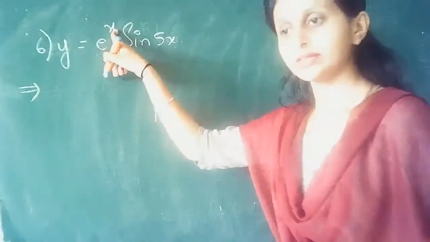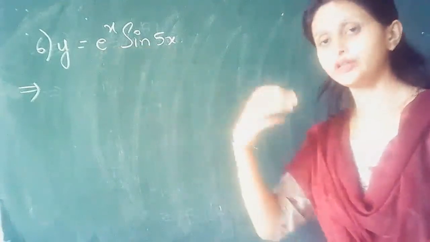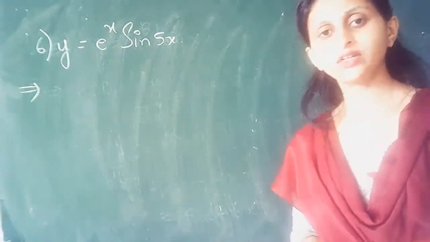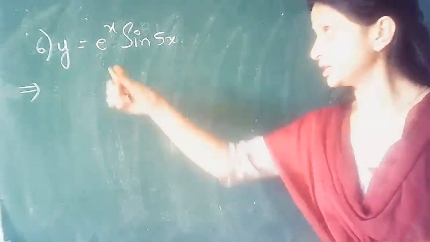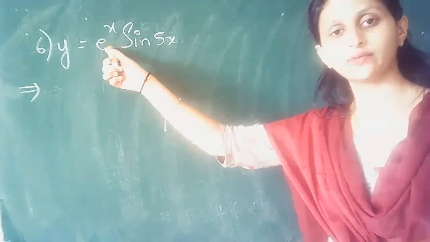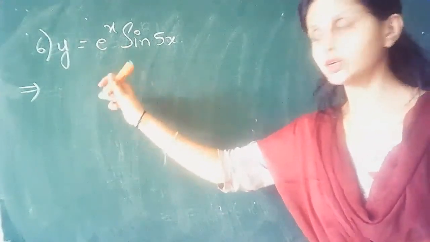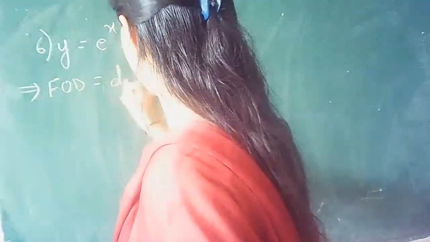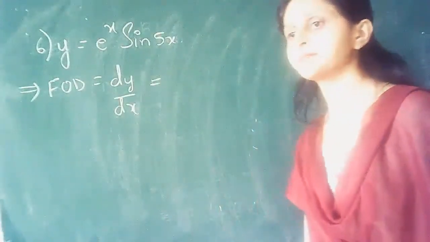See, e to the power x, it is what, an exponential function, right? In more detail you can say that it is the natural exponential function. We have learned this, right, students, in logarithmic and exponential functions. This is nothing but the natural exponential function. Now, this is a product, so let us use the product rule. The first order derivative is what, dy by dx? Can you try, students?